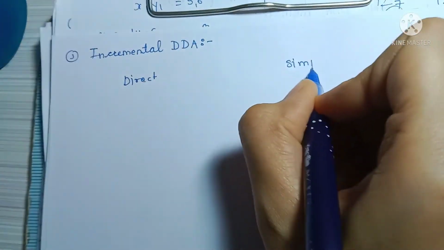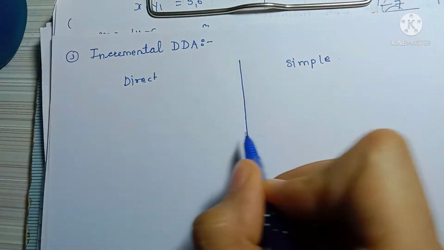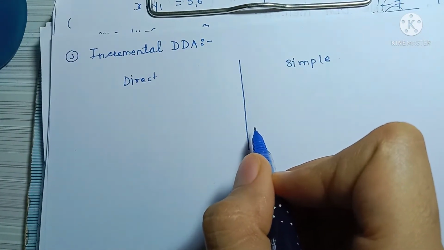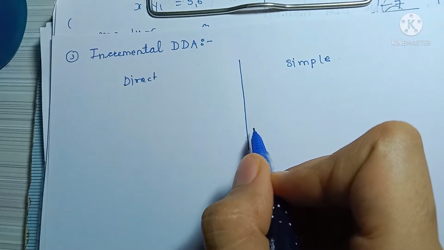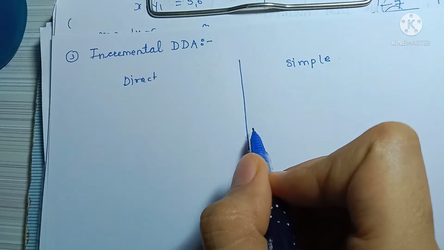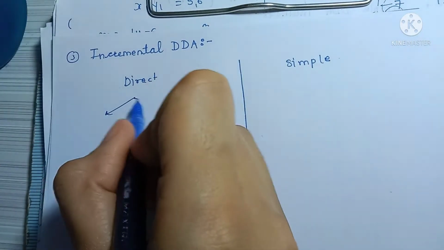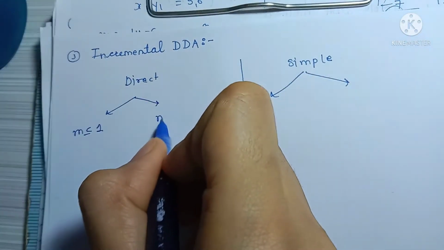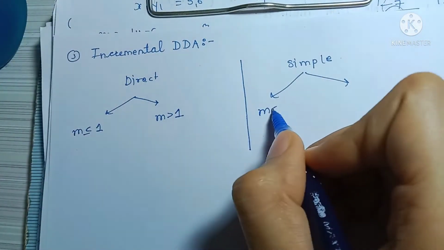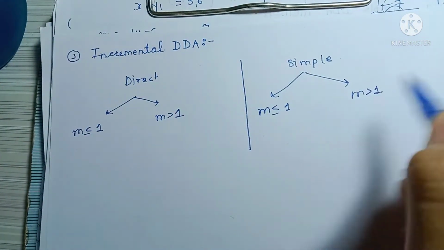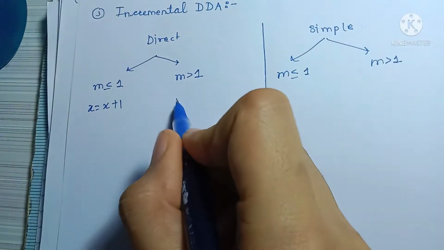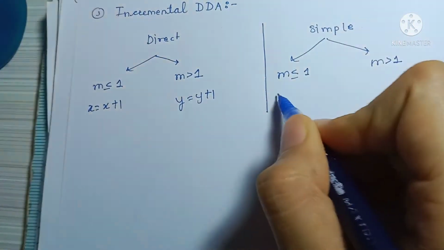Direct method, simple DDA. In both, first we name the initial points as x1, y1, x2, y2. Then we find the slope, that is m equals y2 minus y1 upon x2 minus x1. There are two conditions for the slope: if our slope is less than or equal to 1, and if our slope is greater than 1. If it is less than or equal to 1, then x is incremented, and if it is greater than 1, y is incremented. Same here.